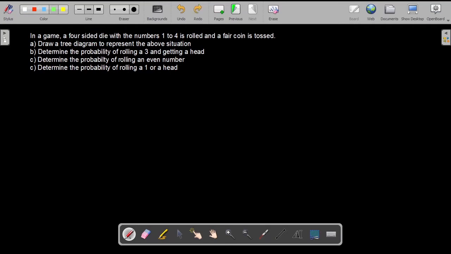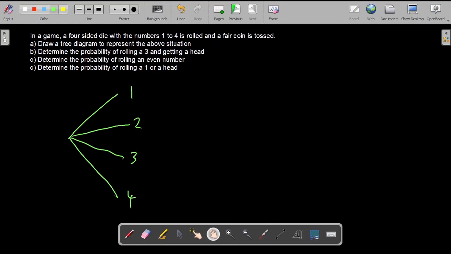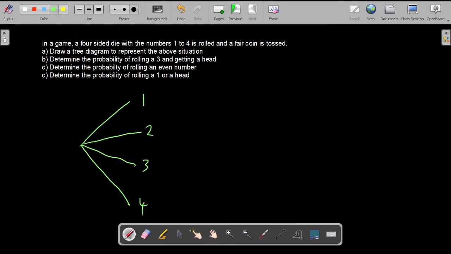So let's start. We're told that we have a 4-sided die. So we do expect that to have 4 options. So this is the first event that we're going for. So it has option 1, 2, 3, 4. So it can land on any of these. Then we basically toss a coin after each of these. So we aren't sure which one it will land on. So we have to account for all the options. And that is what we're doing by a tree diagram.